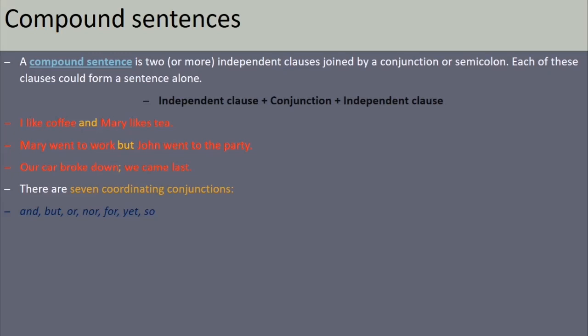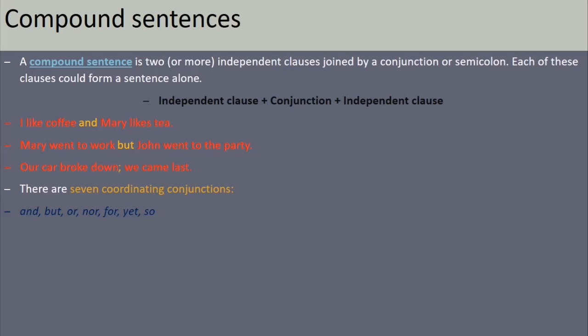Like the next example is "Mary went to work, but John went to the party." Here are two different things, that two people went to different places. Like "Mary went to work"; the coordinating conjunction that we used is "but." We will not use "and" or "for" or "yet" here, but we will use "but." So the next example is "Our car broke down, so we came last." So this is the reason why we came last, because our car broke down.